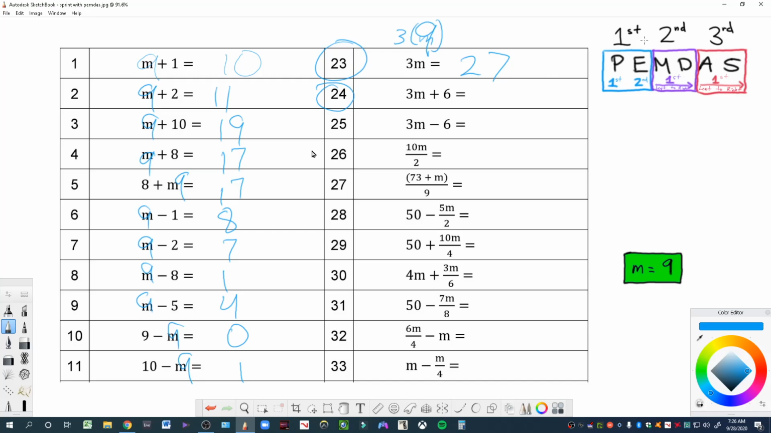If you notice, there's an order of first, second, and third, meaning that parentheses and exponents go first, but there's none here. The next one would be multiplication or division. We have multiplication here, so we would multiply first before we add. Add comes at the end, third. So we're going to multiply first. This m should be 9, like up here. So it would be 27 plus 6 equals 33.